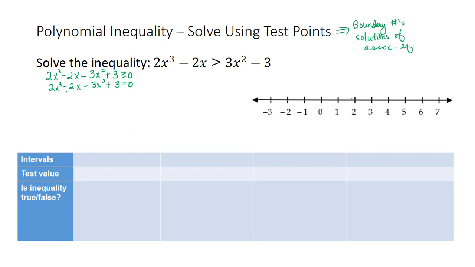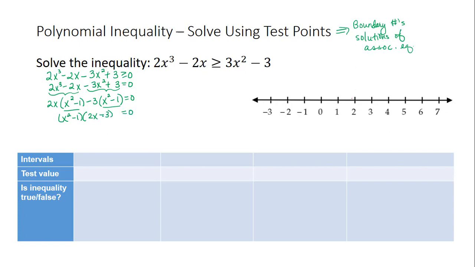If we factor by grouping, the first 2 terms have a common factor of 2x, which leaves us x squared minus 1. The last 2 terms of negative 3x squared and 3 have a common factor of negative 3. When we divide by negative 3, we get x squared minus 1 is equal to 0. So now we see the common binomial of x squared minus 1 that we can factor out to get 2x minus 3 as the other factor.